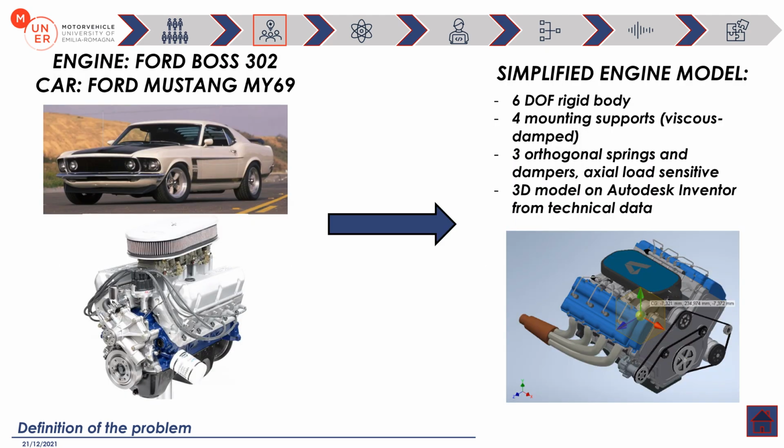The model we have chosen is the Ford Boss 302, mounted on the Ford Mustang MY69. It has been considered as a 6 degree of freedom rigid body, and a 3D model of the engine has been realized on Autodesk Inventor thanks to technical data.